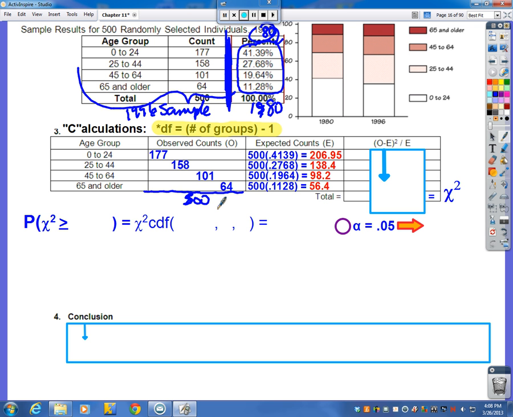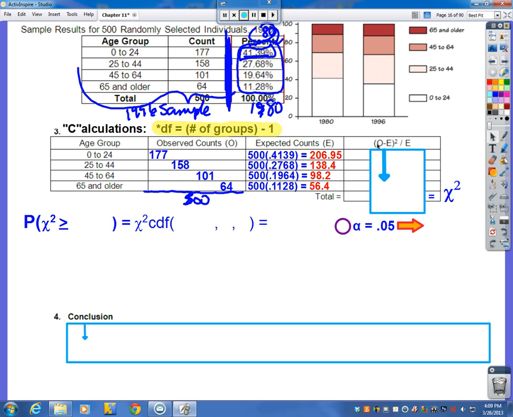Okay, so now, out of 500 people, we would expect, assuming the null hypothesis is true, that 41.39% of 500 people should be from 0 to 24. So we multiply that, and we would expect 206.95 people out of 500 to be 0 to 24. We actually observed 177. So we keep doing the same thing. Out of 500, we would expect 27.68% to be 25 to 44, which is 138.4. And keep going on down the line here. And here are all of our expected counts.